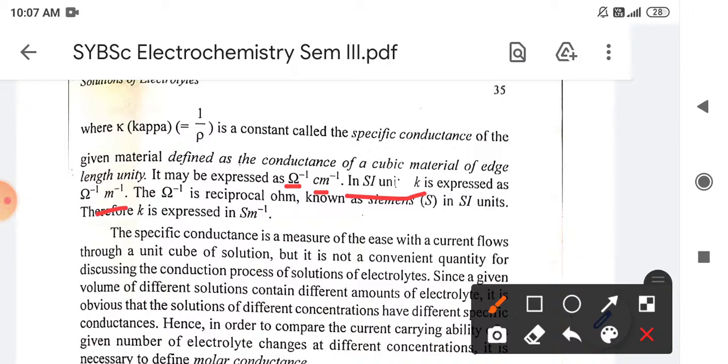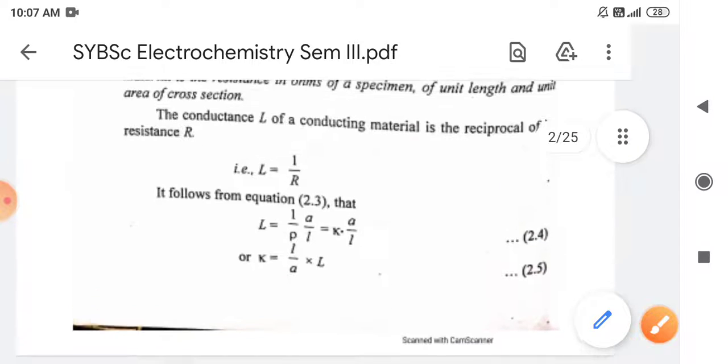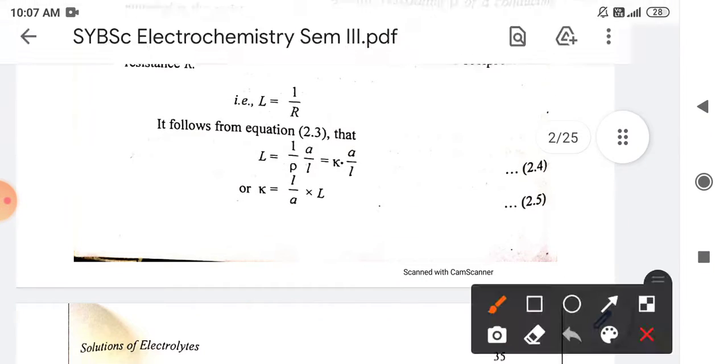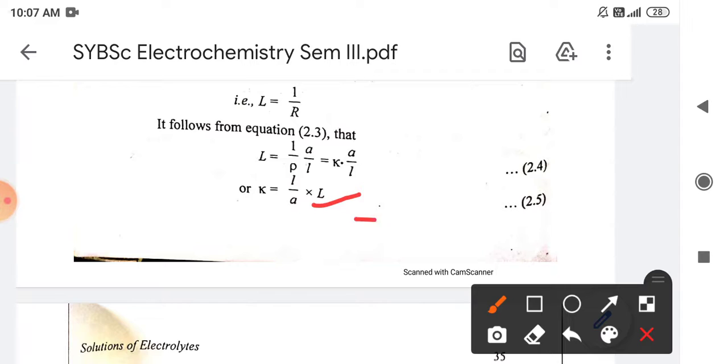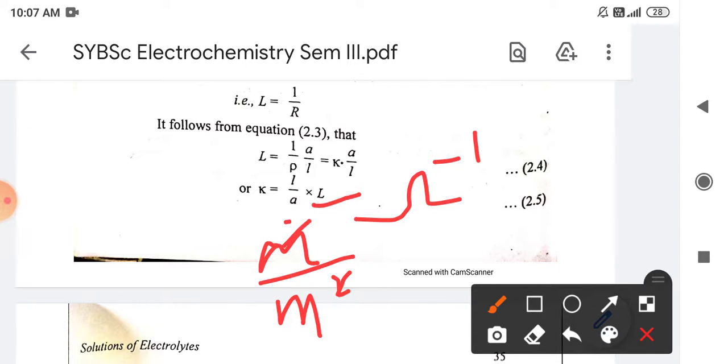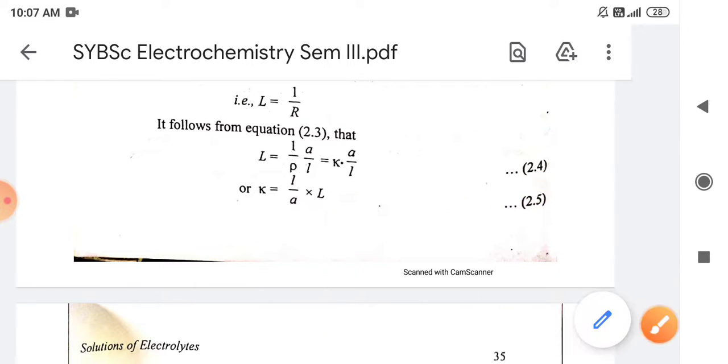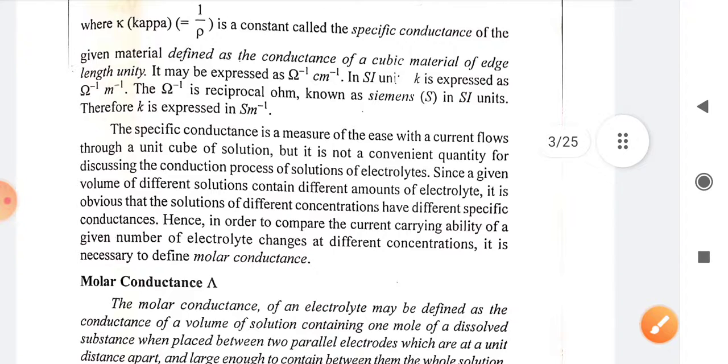Okay, because here you can see this. What is the unit of this conductance? It is per ohm because it is the inverse of resistance. And what is the unit of length? For SI it is meter, and for area it is meter square. So one meter gets cancelled, and we are left with meter inverse. So this is the unit.